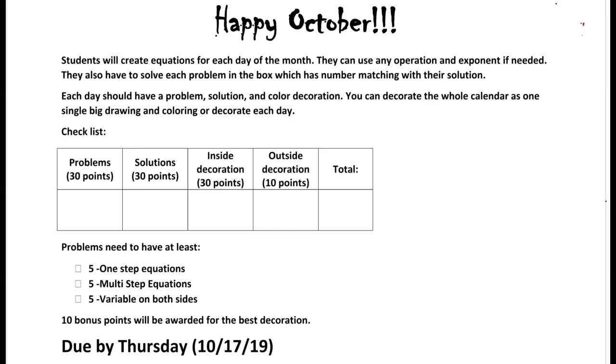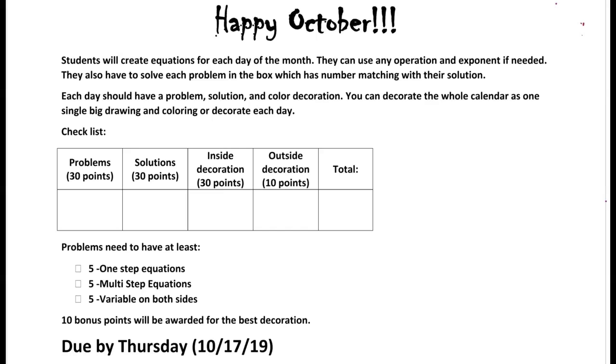Okay, next one is the checklist, the rubric. You will have 30 points for 30 problems, 30 solutions, and inside decoration, make sure you color inside of the box, and outside decoration, which means the edges outside. The total points is 100 points.